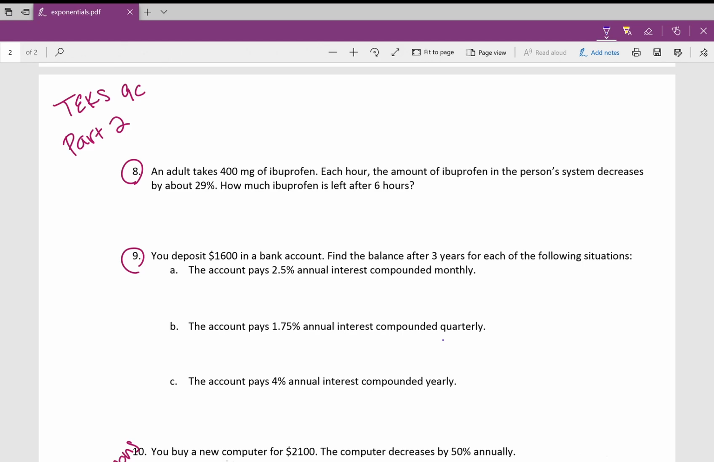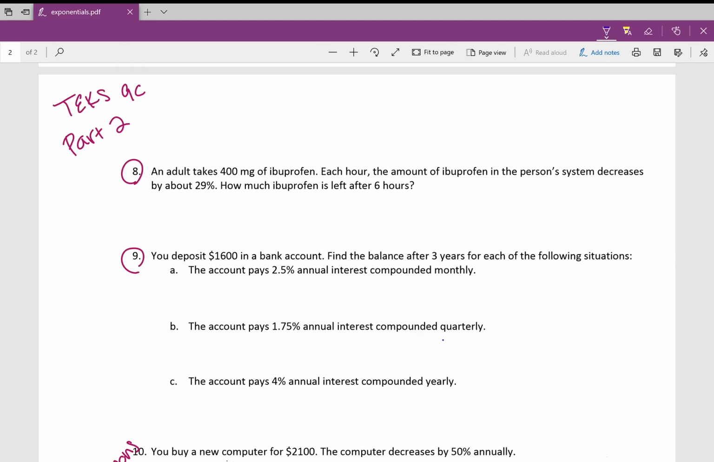So we're still looking at TEKS 9C, which is writing exponential equations from word problems. I'm going to go ahead and do number 8 and number 9 with you guys. And then since I got a lot of concerns on how to write the problem versus how to solve it, for number 10 through 12, you guys are just going to write the equations on your own. Okay. So let's look at number 8.